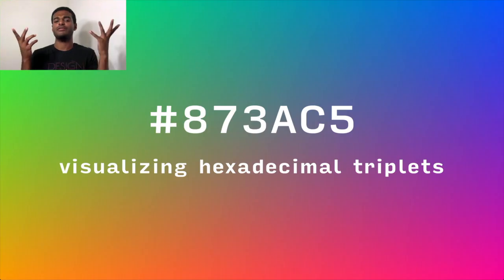Today I'm going to teach you a quick shortcut for mentally visualizing hexadecimal triplets as the colors they represent. If you need more background on this topic, check out the first link in the description. Moving on, how do we visualize a salad of numbers and letters as a color anyway?